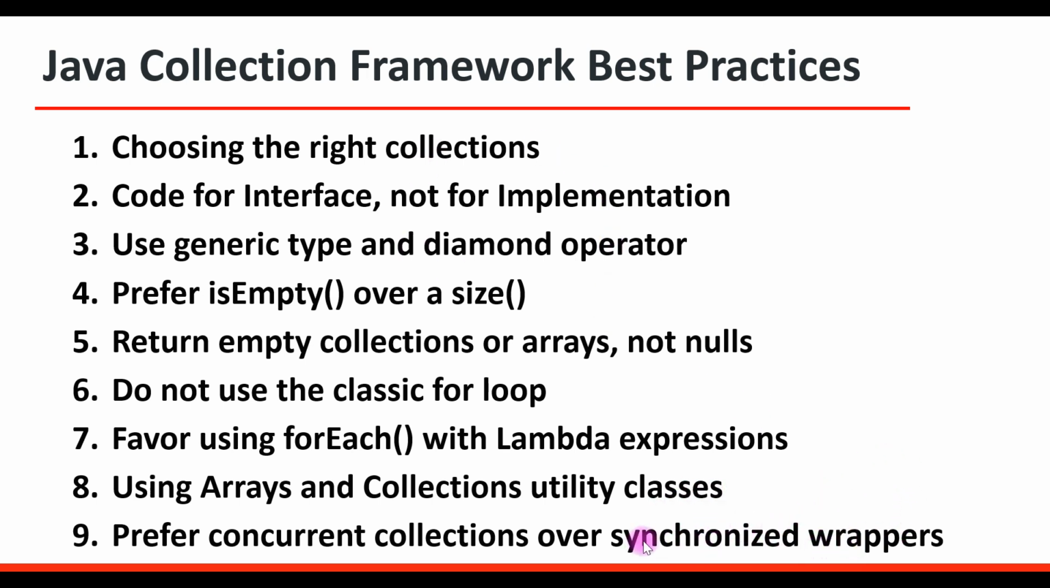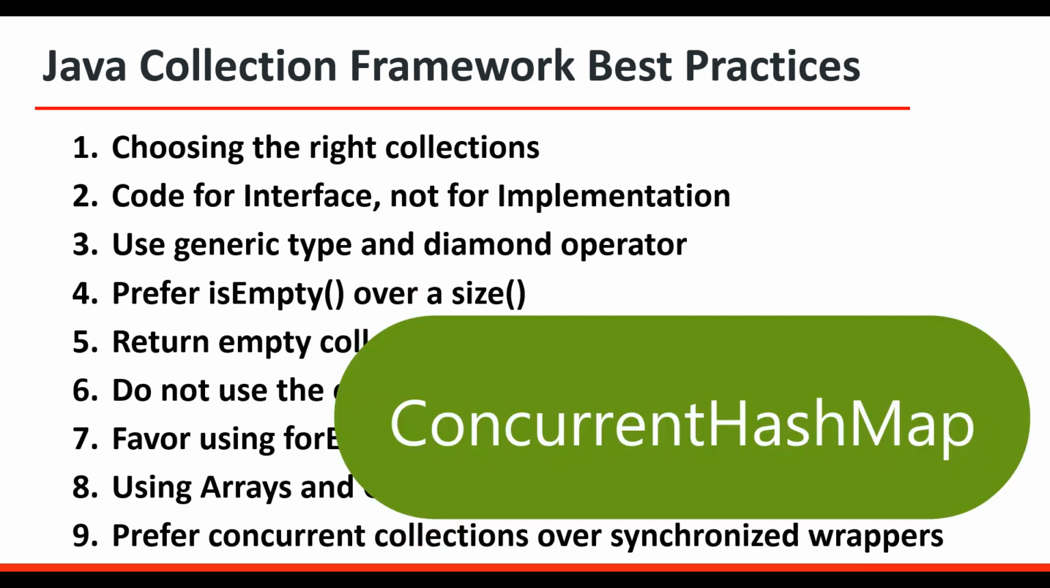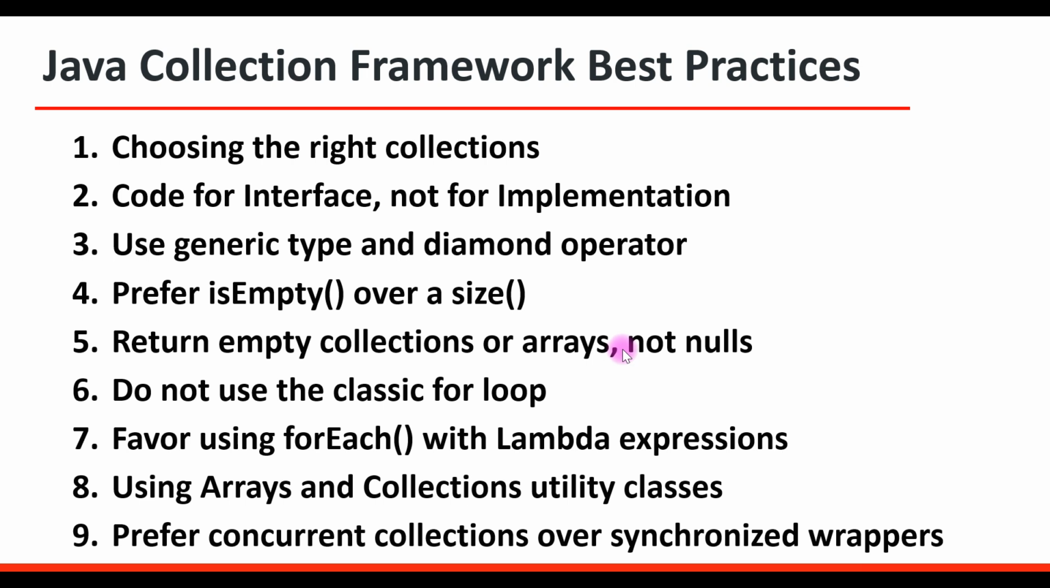Instead of using synchronized wrappers, we can use concurrent classes. The collections framework provides a lot of concurrent classes to work in a multi-threaded environment. Instead of using synchronized wrappers on collection classes, we can use concurrent collections. For example, we have ConcurrentHashMap. We can use a ConcurrentHashMap in a multi-threaded environment if you have a requirement to use a HashMap. Guys, these are a few best practices that we frequently use in our projects whenever we use collections.